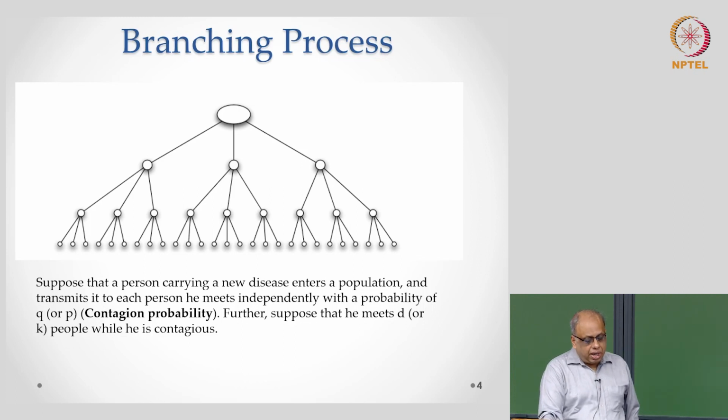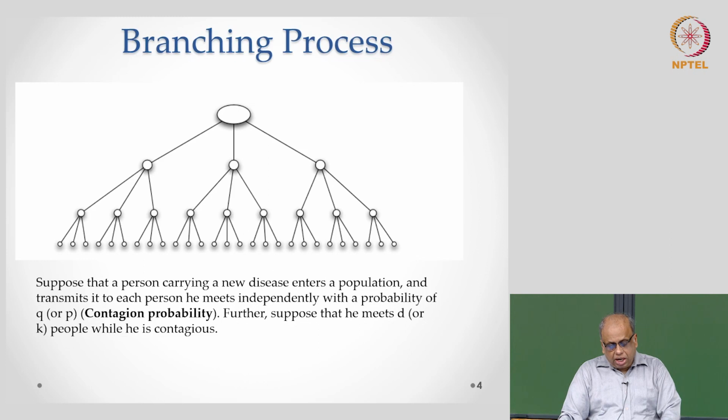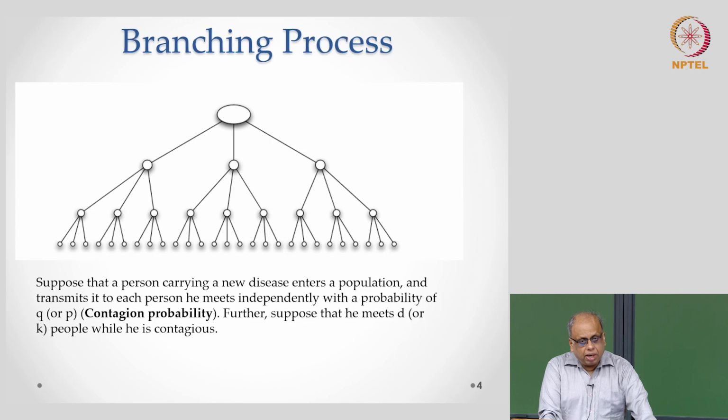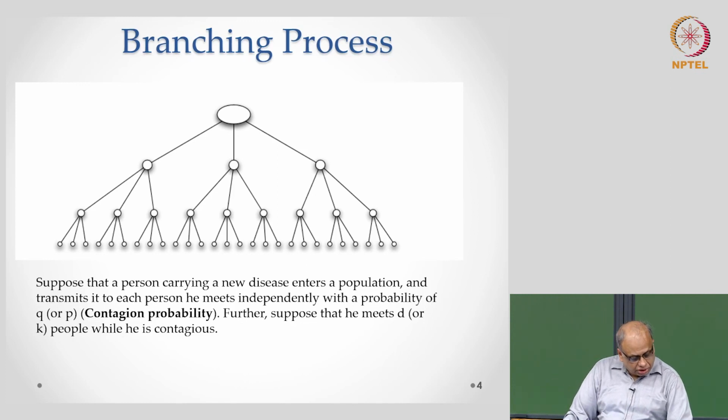So that is a key parameter. And the other key parameter, of course, is the number of people I come in contact with. Okay. So if I come in contact with more people, I will have more chance of spreading the disease.